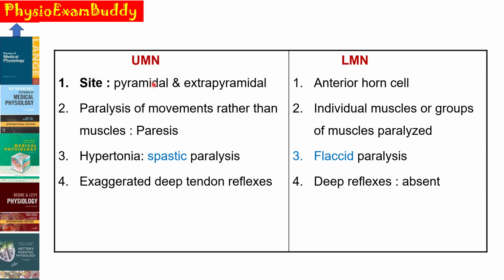In case of UMN lesion, it is mainly the paralysis of movements rather than the muscles, and it is commonly referred to as paresis. Whereas in case of LMN, it is the individual muscles or groups of muscles which get paralyzed. In UMN type of lesion, you will get hypertonia, that is increase in the tone of the muscles, which is commonly known as spastic paralysis. Whereas it will be flaccid paralysis in case of LMN type.